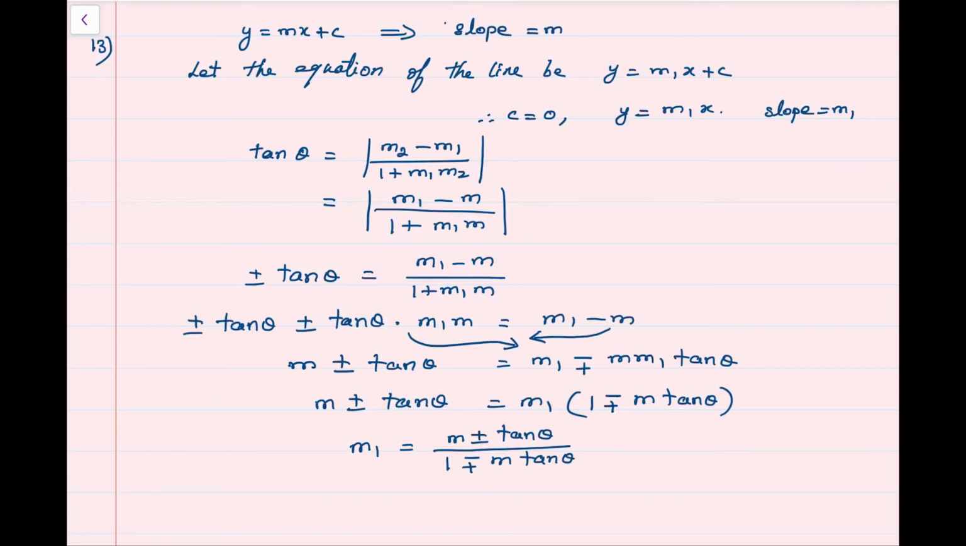We know the slope of the line. We will substitute m1 in this line equation. From this equation, y divided by x is m1. Therefore, the equation of the line is y divided by x is equal to m1, which is (m plus or minus tan theta) divided by (1 minus or plus m tan theta).